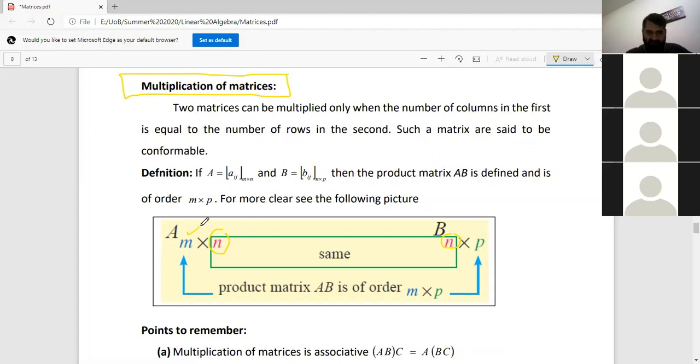And this M and P, these are free. The number of rows in the first matrix and the number of columns in the second matrix don't have to match. They can be anything. Once you multiply them, your product AB will have this order: rows from the first and columns from the second. This N and N will go away. So this will be the order of your resulting matrix, which is called the product. You can call it the product of matrices, or the multiplication of two matrices.